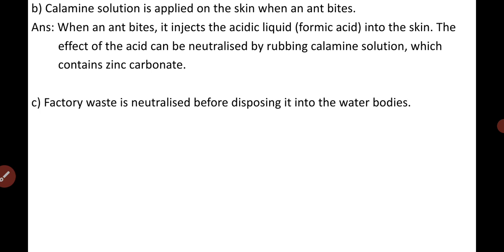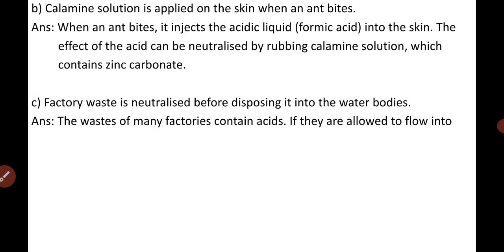Next, question number C. Factory waste is neutralized before disposing it into the water bodies. Why is factory waste generally neutralized before disposing it into the water bodies? Now you know that the factory waste contains what? Acids. The wastes of many factories contain acids. So if these untreated factory wastes are discharged into the water bodies, like rivers, ponds, lakes, then the acids present in them will kill the aquatic animals, aquatic organisms or fish which live in these water bodies.